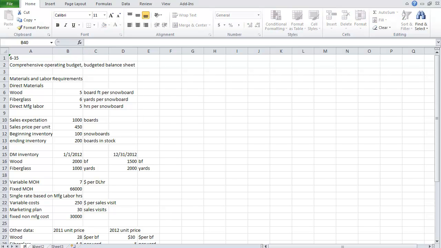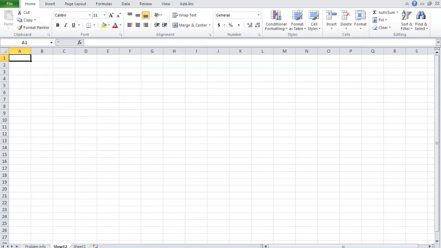All I did was load the problem information, and I'm going to keep that on one separate sheet. I'm going to go into the next sheet and start the actual requirements. Requirement 1 asks us to prepare a revenue budget in dollars.